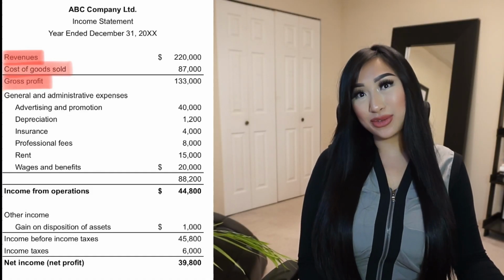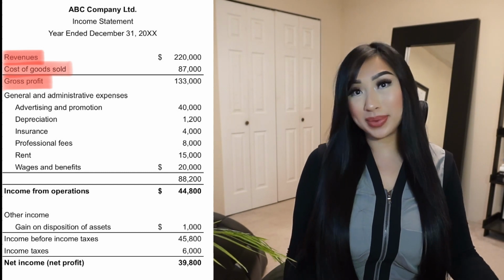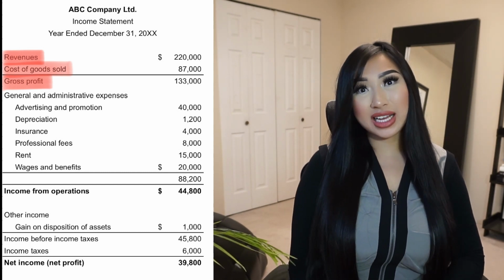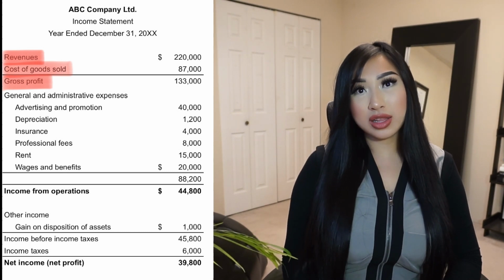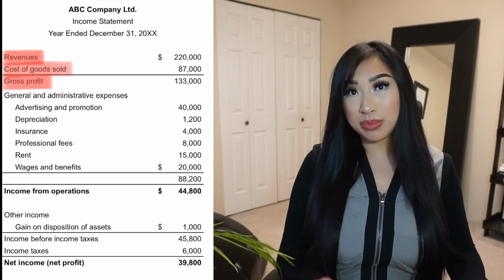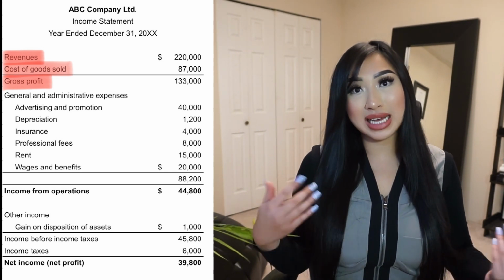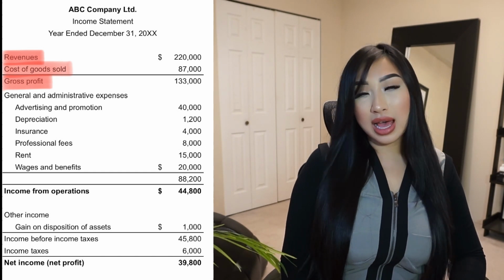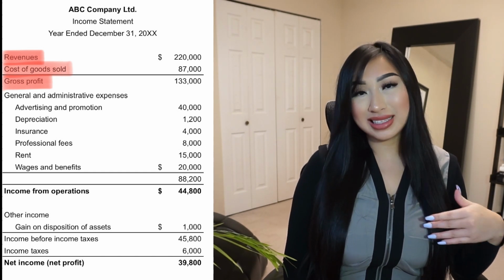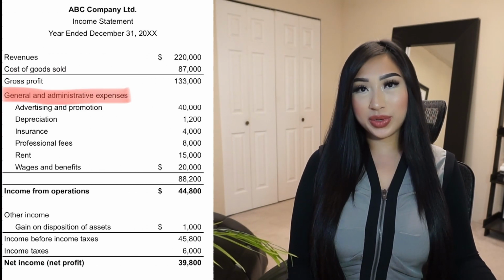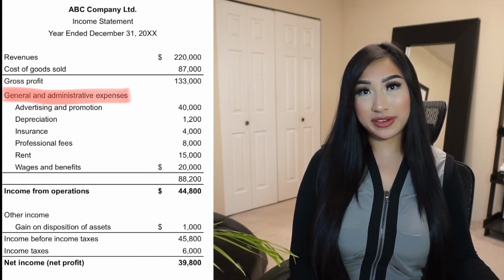So on the income statement, starting at the top, you're going to see revenues, which is basically your top line sales. Next, you might see cost of goods sold, and cost of goods sold is basically all of the direct costs you incurred in order to produce that product that you're selling or produce that service. Depending on your business model, you might not even have any COGS. When you take revenues and you minus the cost of goods sold, then you have gross profit. Next, you will have your general and administrative expenses.